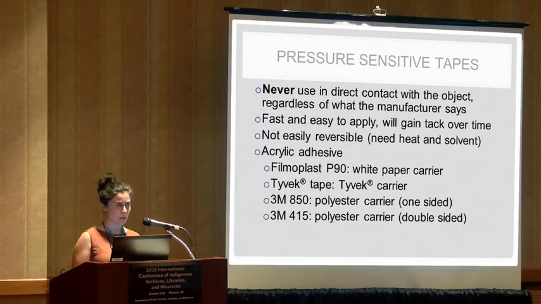They're fast and easy to apply, but they do gain in tack over time. They're not easily reversible. To reverse them, you almost always need heat and solvent. The common ones that are used in conservation to make housings are Thermoplast P90, which has a white paper carrier, Tyvek tape, which is a Tyvek carrier, and then 3M makes a one-sided tape, the 850 with a polyester carrier, and a double-sided tape, 415 with a polyester carrier.